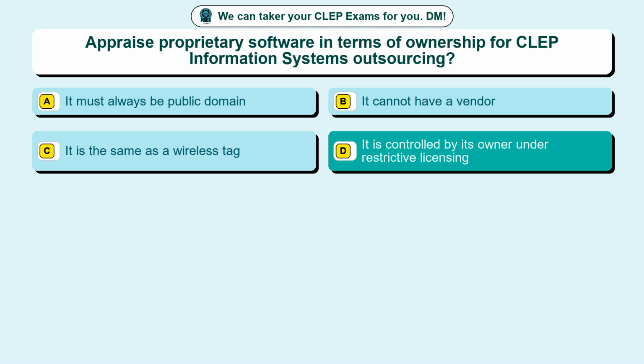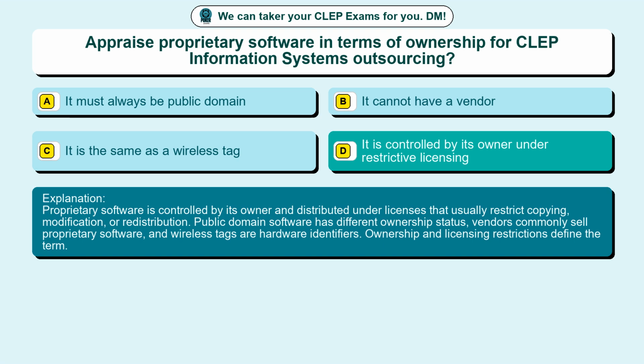It is controlled by its owner under restrictive licensing. Proprietary software is controlled by its owner and distributed under licenses that usually restrict copying, modification, or redistribution. Public domain software has different ownership status. Vendors commonly sell proprietary software, and wireless tags are hardware identifiers. Ownership and licensing restrictions define the term.